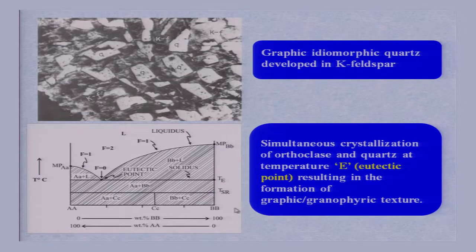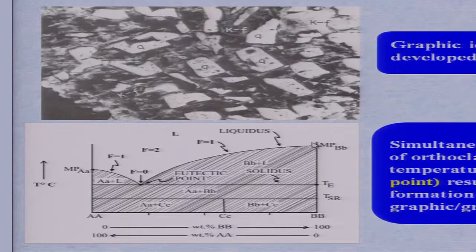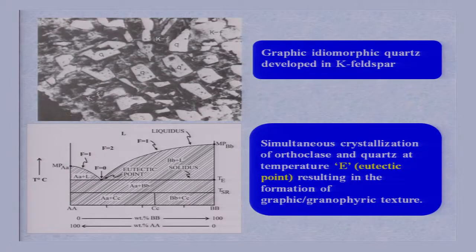Suppose this is A or B, two minerals are there, one is quartz, one is orthoclase. This is the crystallization curve. The crystallization of orthoclase follows this curve, whereas the quartz crystallization follows this curve. But these two curves merge together at a point. This point is called a eutectic point. Because of simultaneous crystallization of two mineral components, the graphic intergrowth or graphic texture has been formed. This is the reason why graphic texture forms.